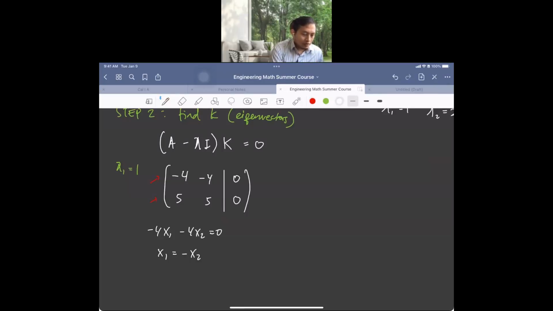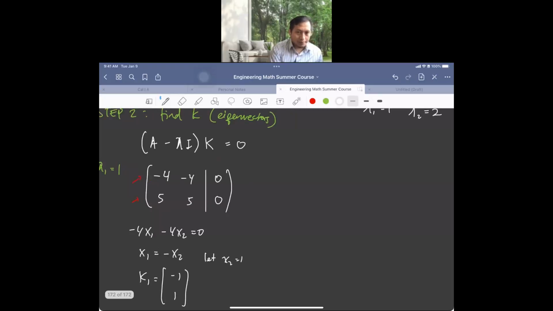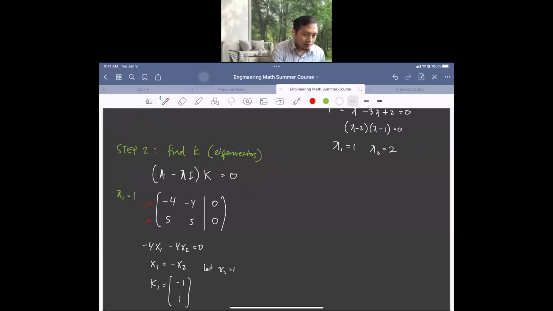Either you check with the first row or the second row, you have the same conclusion. So we say that k1 is -1, 1, letting x2 equal 1, right? Okay. And then for lambda 2, which is 2, this will be 5, -4, 5, 4.